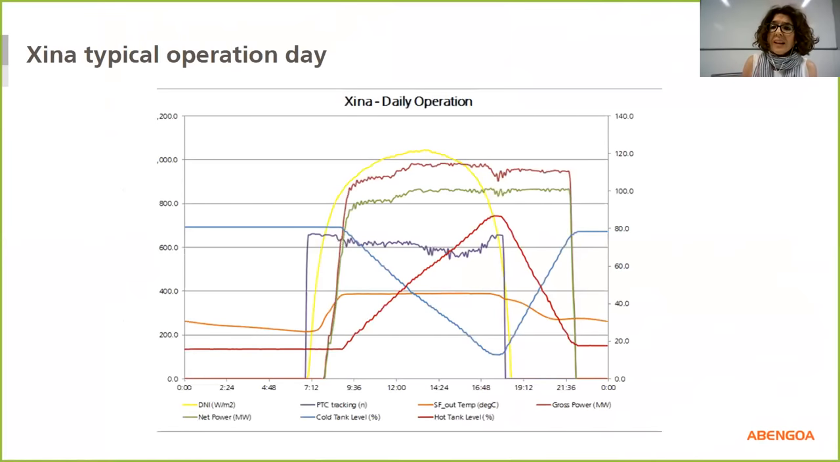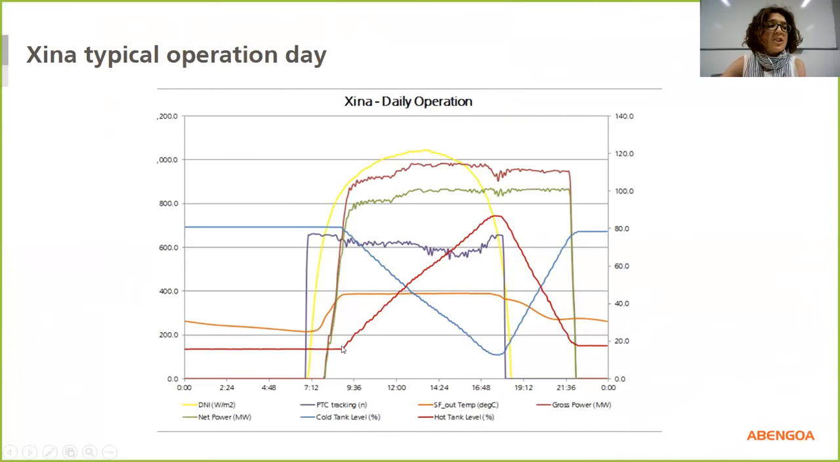And here you can see a typical operation day in Kaxu. Kaxu Solar One is a parabolic trough collector plant with a power of 100 megawatts and 5.5 hours of storage. And we can see here the night where we are with solar field and power block in circulation mode. In the morning, we have the preheating of the HTF with solar resources. Later, we have enough temperature in the oil and we start the production. We can see in the green curve the net production of the plant.